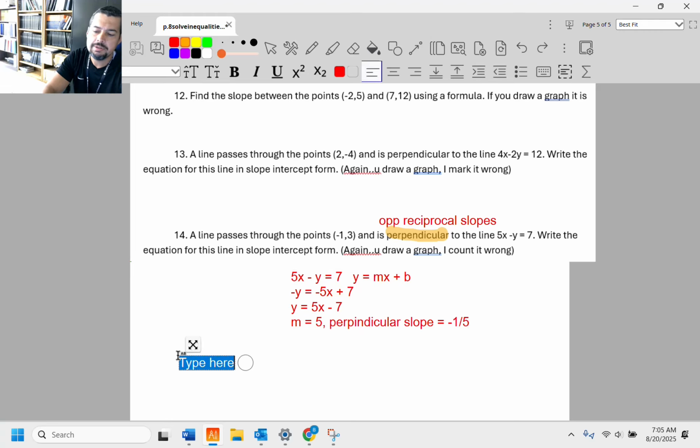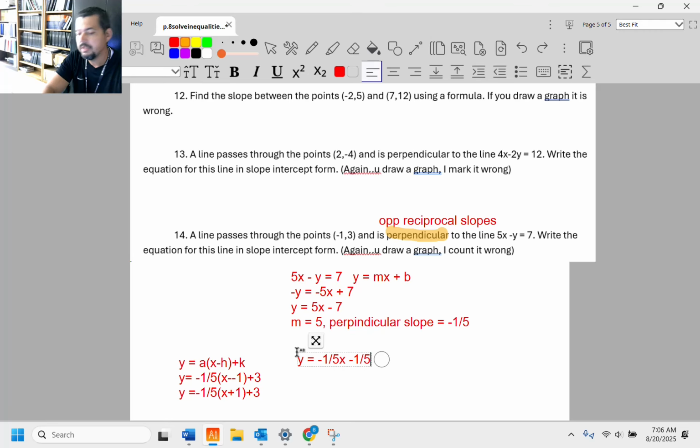Alright, now you can use point slope form, or you can use a form we've been using in class a lot. I'm going to use y equals a times x minus h plus k, where a is a slope and h and k are a point on the line. I know that the slope is -1/5. I know that h is -1, and I know that k is 3. I also know that taking away a negative is addition. It always has been. It always will be. It will not wake up tomorrow and change its mind about what it is. And I'm also aware of the distributive property. So if I do -1/5 times x, I get -1/5 of x. If I do -1/5 times 1, I get -1/5. And then I have the plus 3.